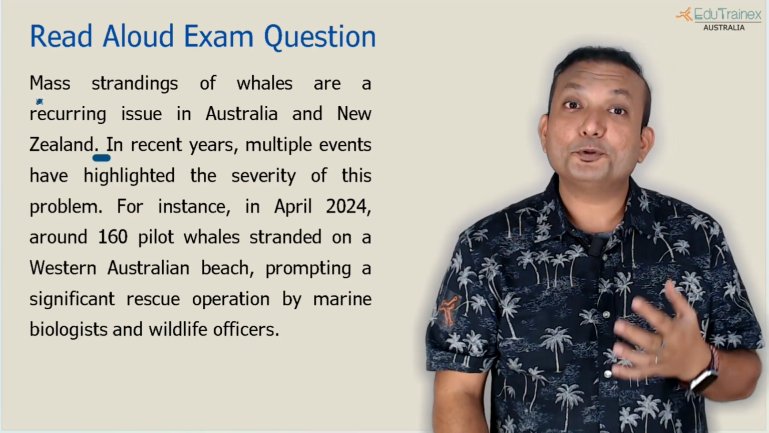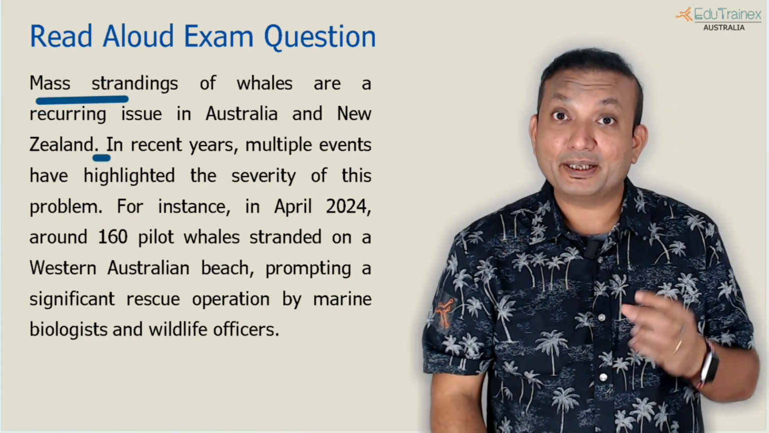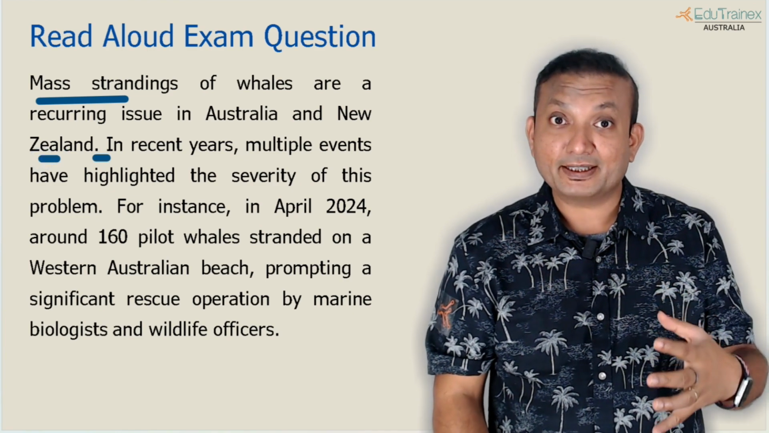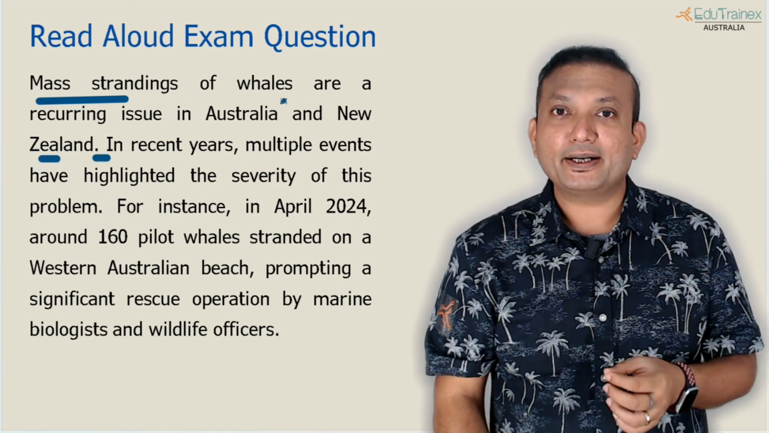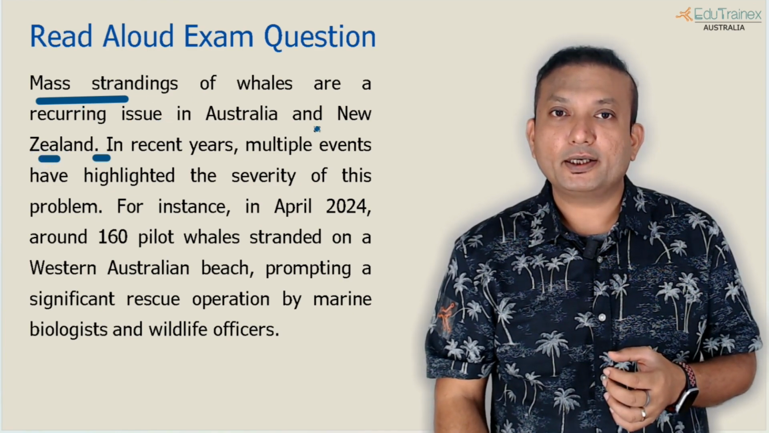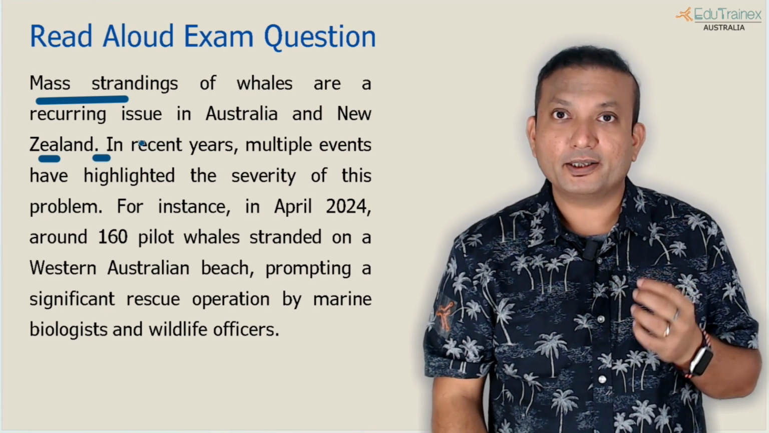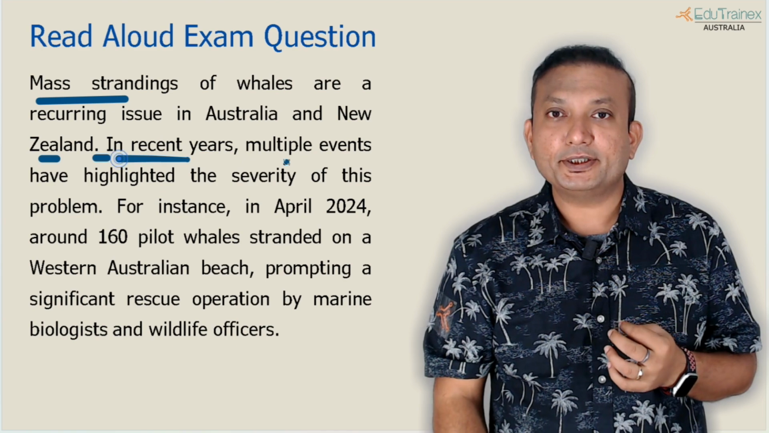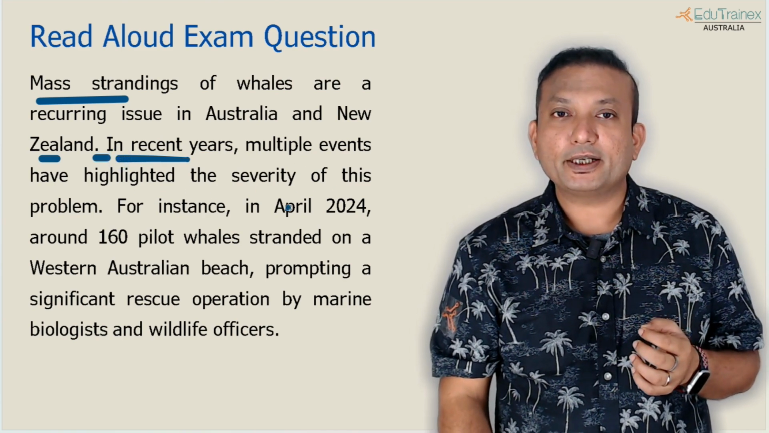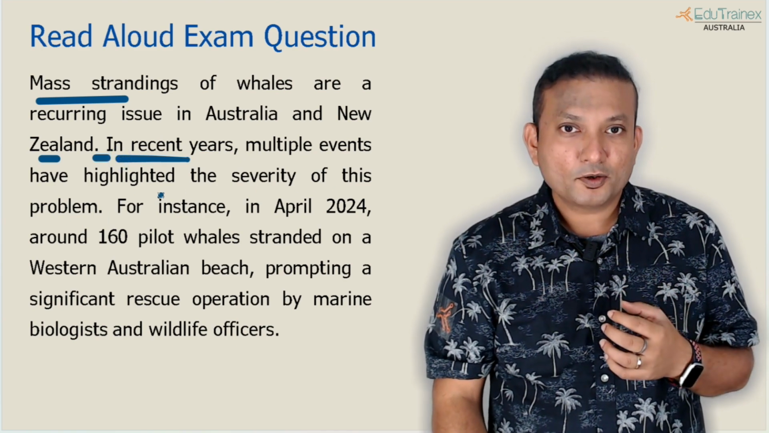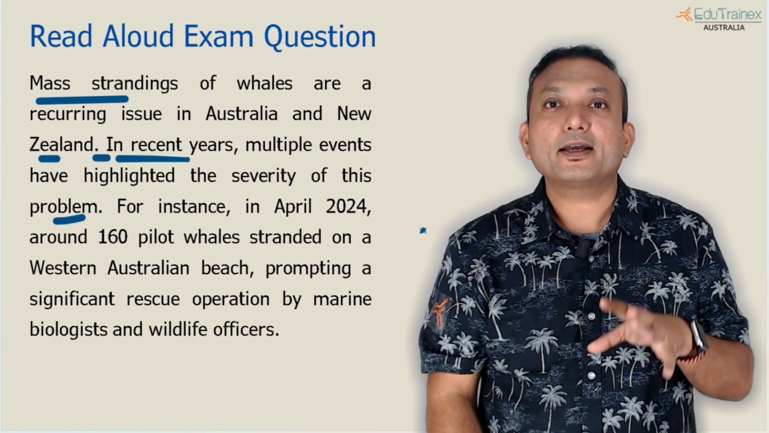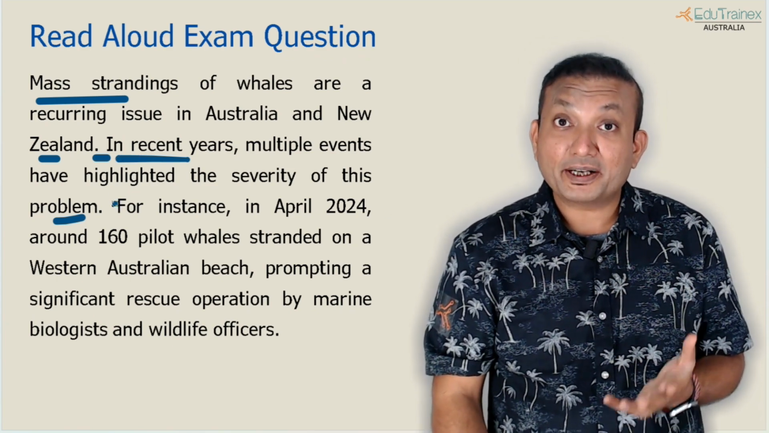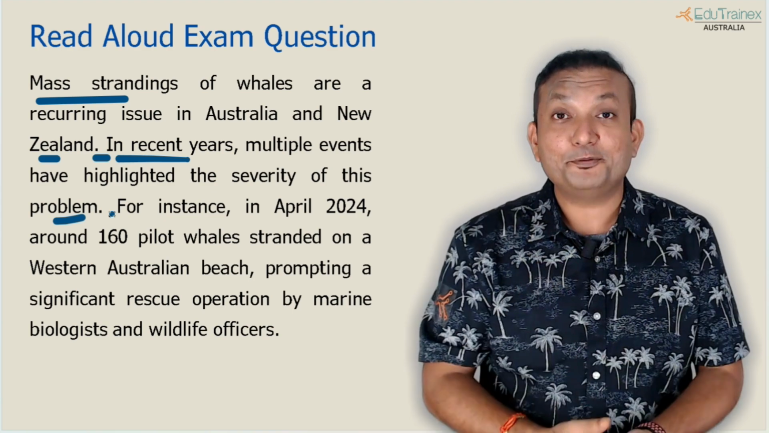So if you want to add intonations, you do it at the beginning, 1 or 2 words at the beginning and 1 word at the end, of every sentence. So like this: mass strandings of whales are a recurring issue in Australia and New Zealand. And then again for the next sentence: in recent years, multiple events have highlighted the severity of this problem. See, first word and second and the last word. This is where you need to stress, and then if you are already stopping at commas and full stops, that will also give you some intonations.